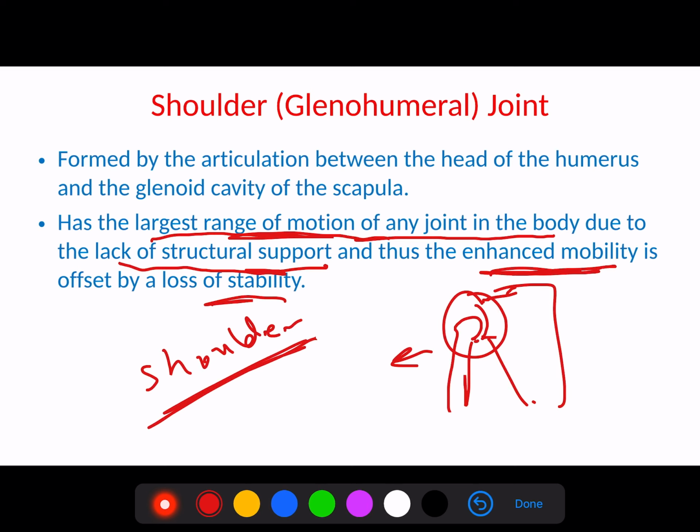Remember, this is a ball and socket. The only two ball and sockets are the shoulder and the hip, or the femur joint. Okay, so comparing between the two, the shoulder has a wider range of movement, but it's less stable. Whereas the femur joint or the hip joint is more stable, but it has less range of movement.